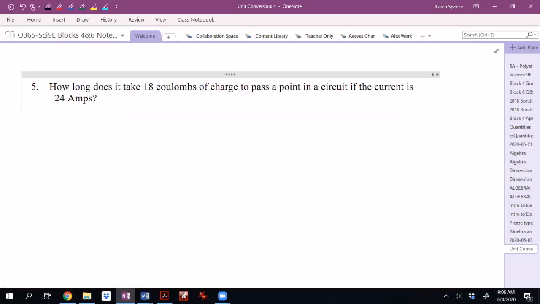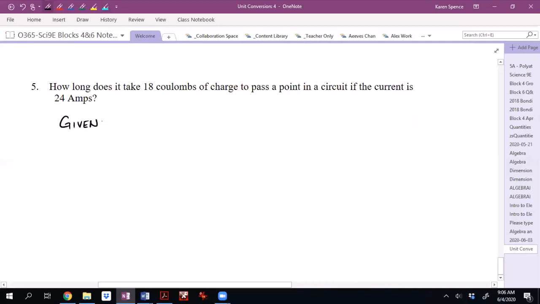Okay, Science 9, this is the second video that I promised you this week. Just one question. We're going to look at how long it takes for 18 coulombs of charge to pass a point in a circuit if the current is 24 amps. So we need to figure out in this question what our given quantities are.